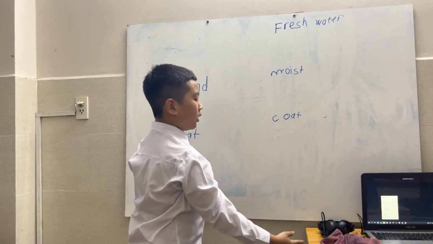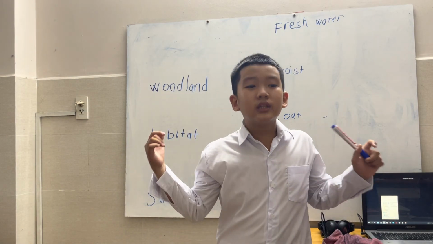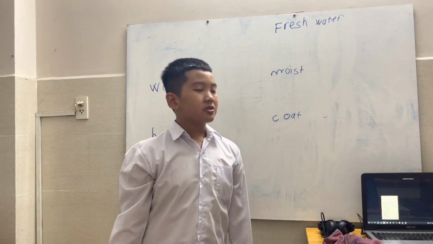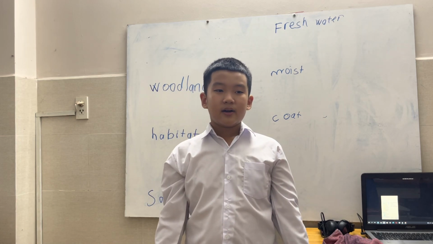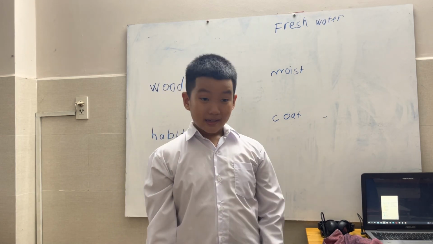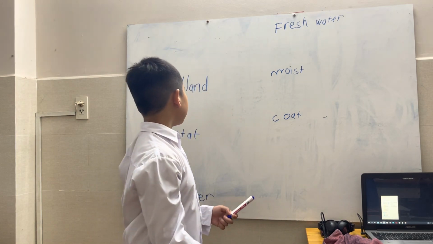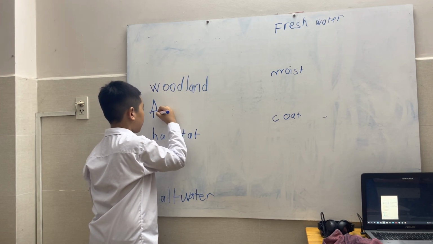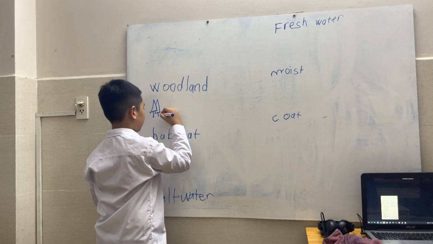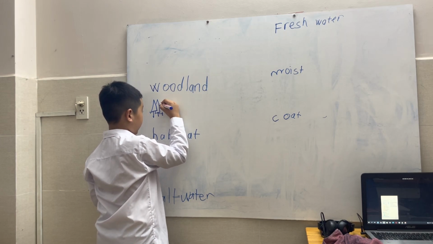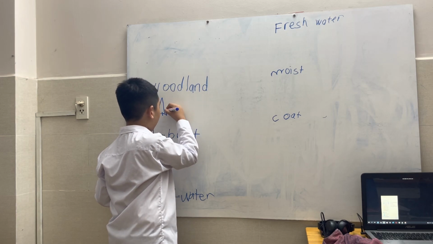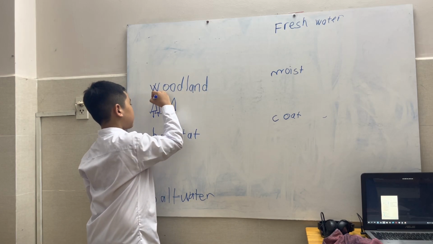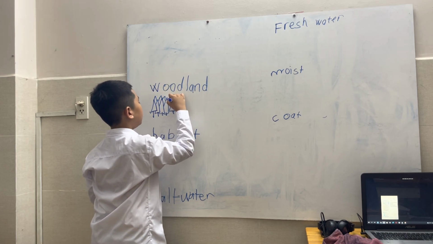Now let's move on with woodland. Say it with me. Woodland. Woodland. Okay, so do you know what a woodland is? Well, just say it by the name. A woodland is a place with lots of trees. 1 tree, 2 trees. There it has trees sticking together. There it has a lot of trees. Even trees that are super tall.